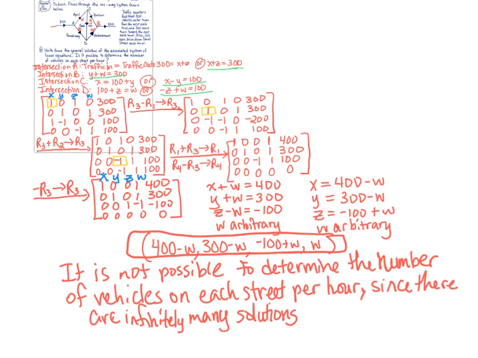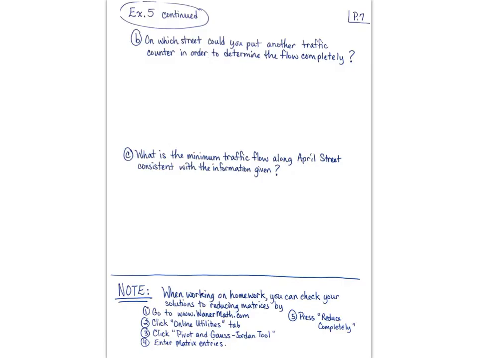Okay? On which street could you put another traffic counter in order to determine the flow completely? Okay, so it says, on which street could you put another traffic counter in order to determine the flow completely? If you look back at your diagram, you can measure the traffic flow on any of April, Broadway, Division, or Embankment. Okay, so that will determine the answer.